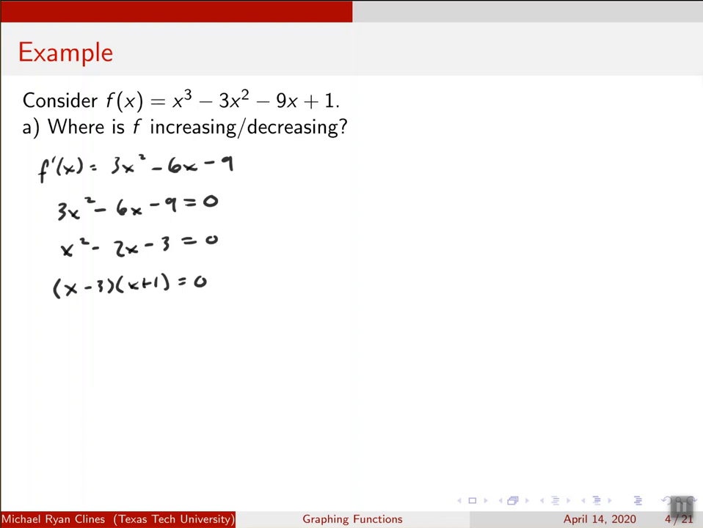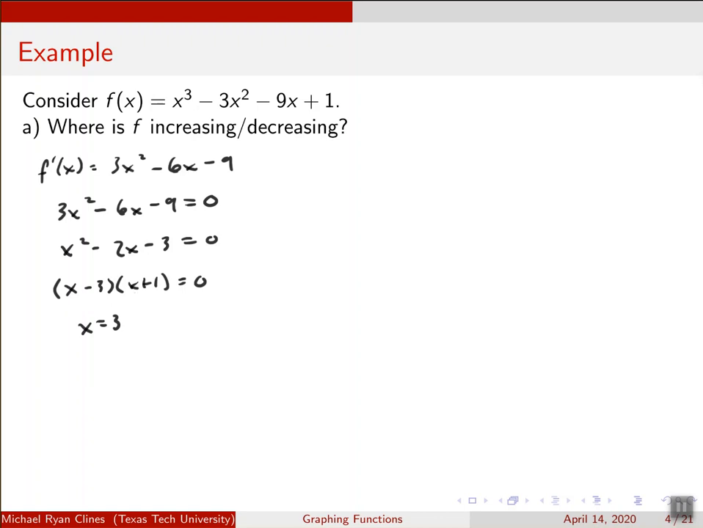X minus 3 is a number, and x plus 1 is a number. Since their product is equal to 0, one of these two numbers must be equal to 0. So all we have to do is figure out what two numbers make these equal to 0. Well, the first obvious one is x is equal to 3. When you take x equal to 3, you plug it in here, you get 3 minus 3 is 0. So this product is 0.